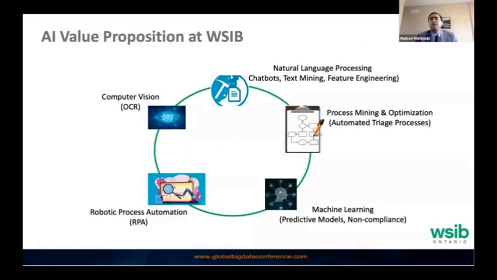How do we use it? We use natural language processing for chatbots, text mining, and feature engineering for different predictive models. We have process mining and optimization for automated triage processes for simple cases. We use machine learning extensively for different predictive models, non-compliance, and anomaly detection. We use automated processing, RPAs, for the processes that are repetitive in nature and can be automated. And obviously, for enabling lots of those, we use OCR a lot to convert our non-machine-readable formats into something that can be consumed by a model.